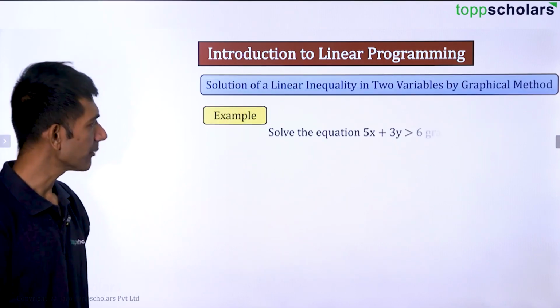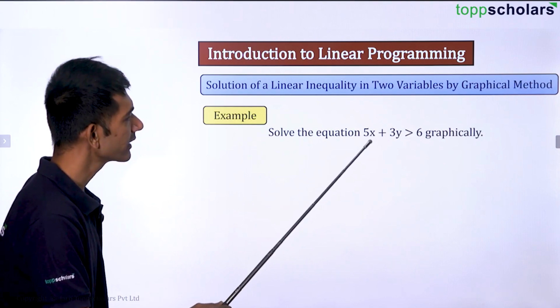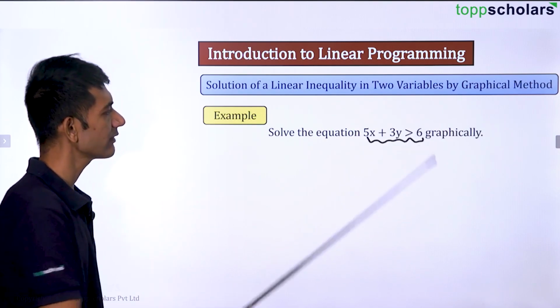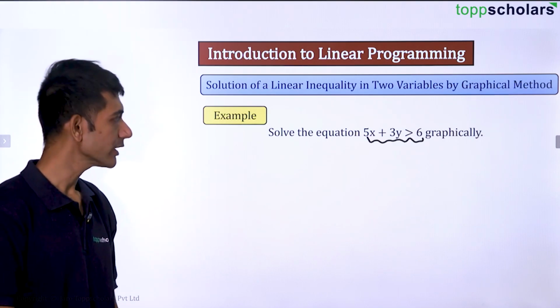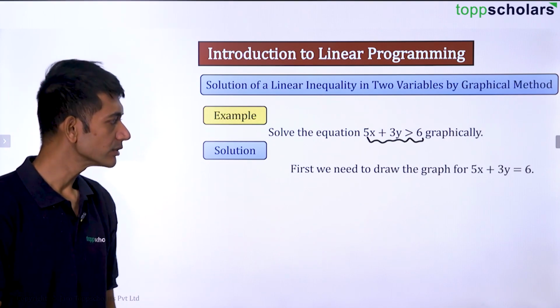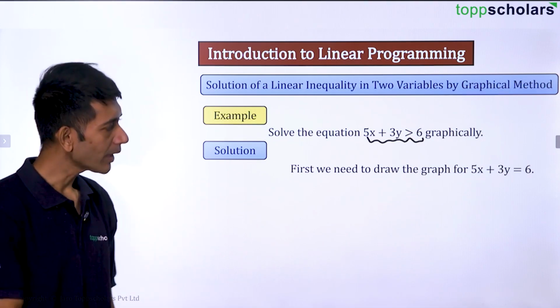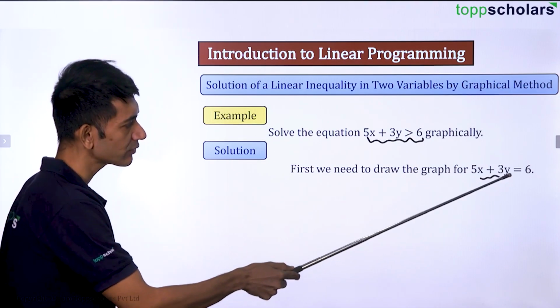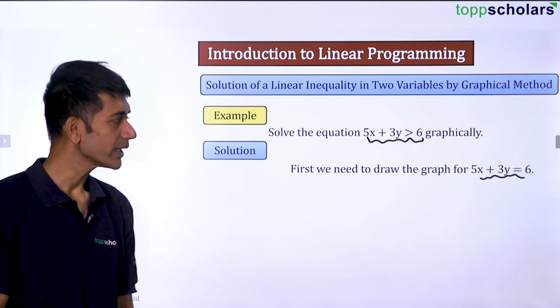Now let us see some examples. Solve the inequation 5x plus 3y greater than 6 graphically. So we are supposed to solve this linear inequation graphically. Let us move on to the solution. Firstly, we'll take 5x plus 3y equal to 6. Why? Because drawing the graph of this is very simple. This is a linear equation in two variables.